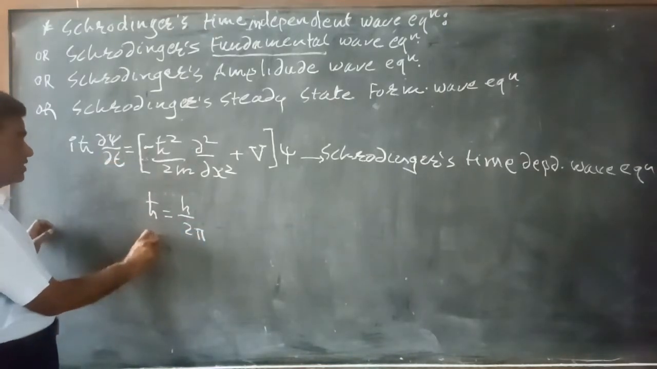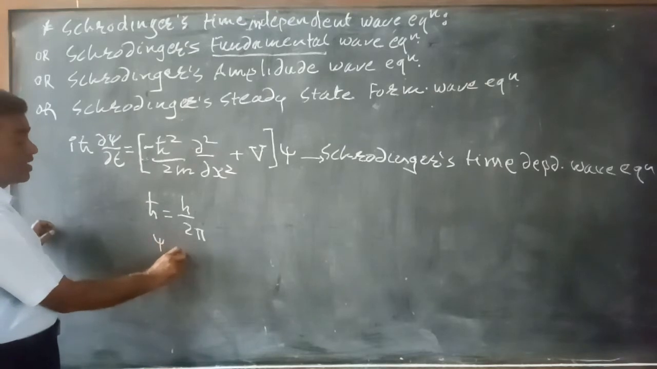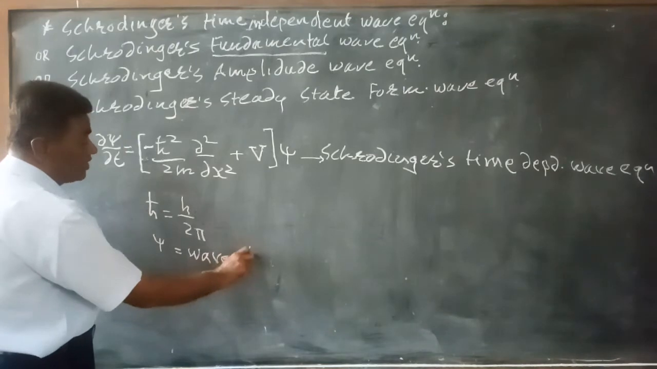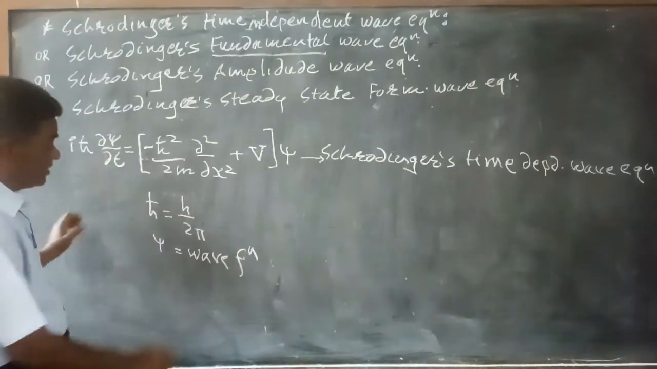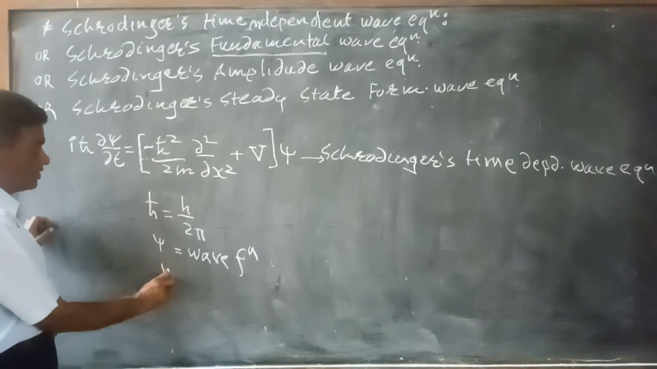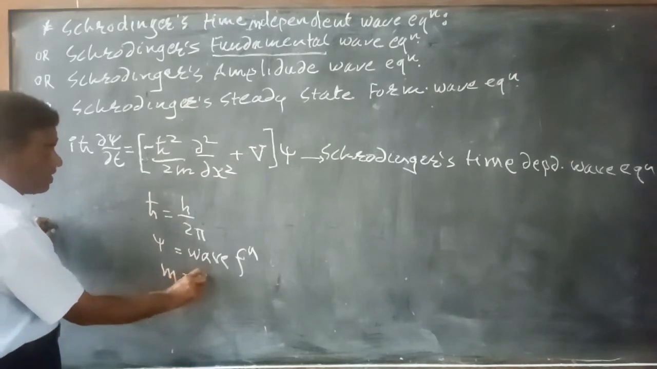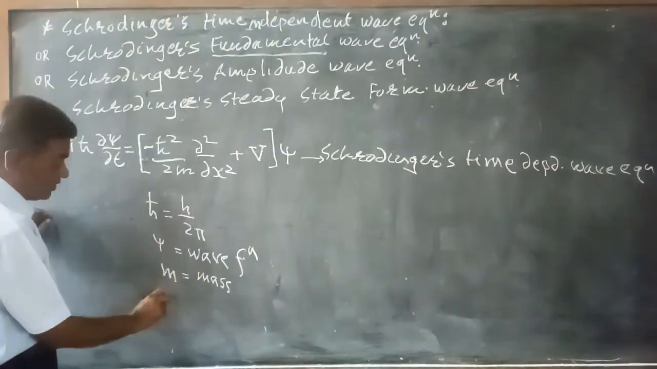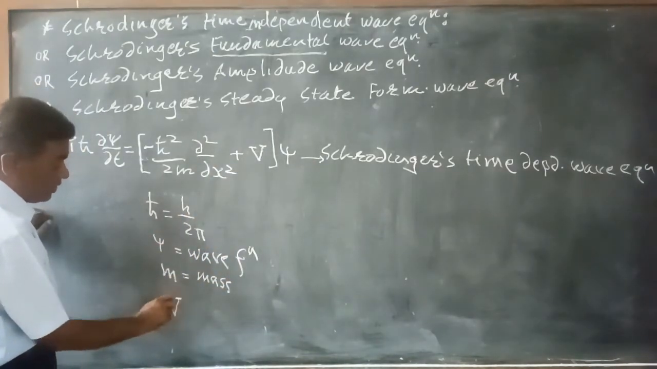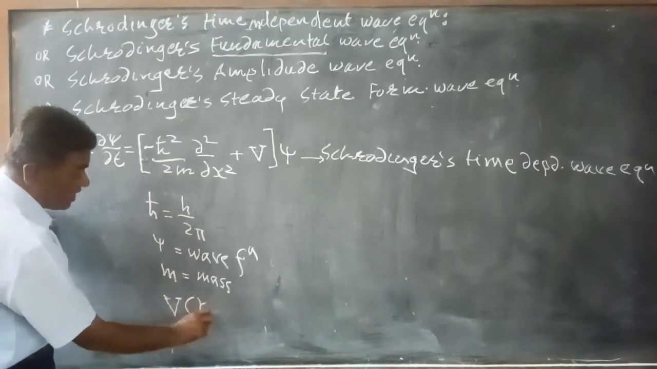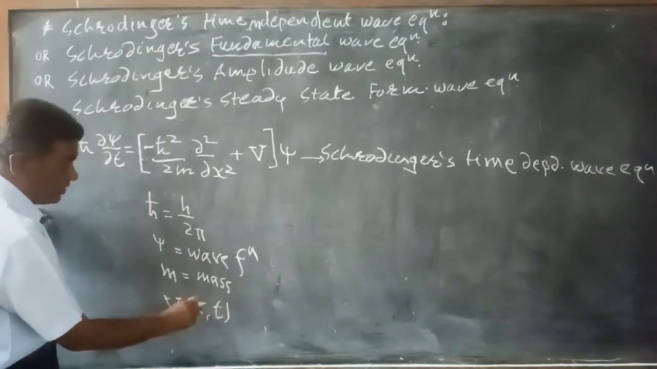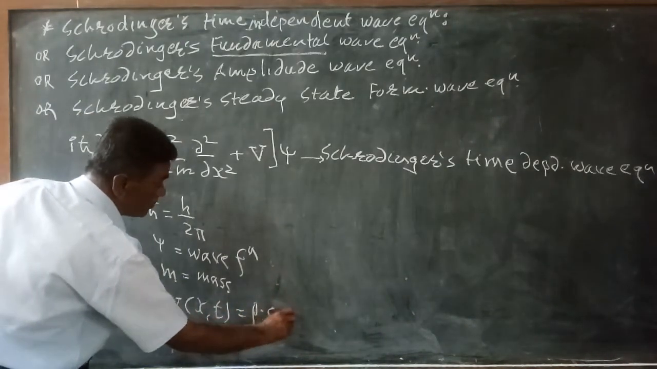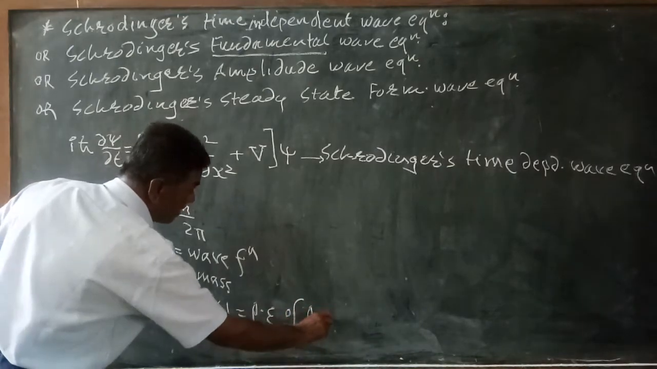Here psi is the wave function associated with the moving particle. M is the mass of the particle which is in motion. V is the potential energy of the particle, which is a function of x and t. You have to remember this is the potential energy of the particle.